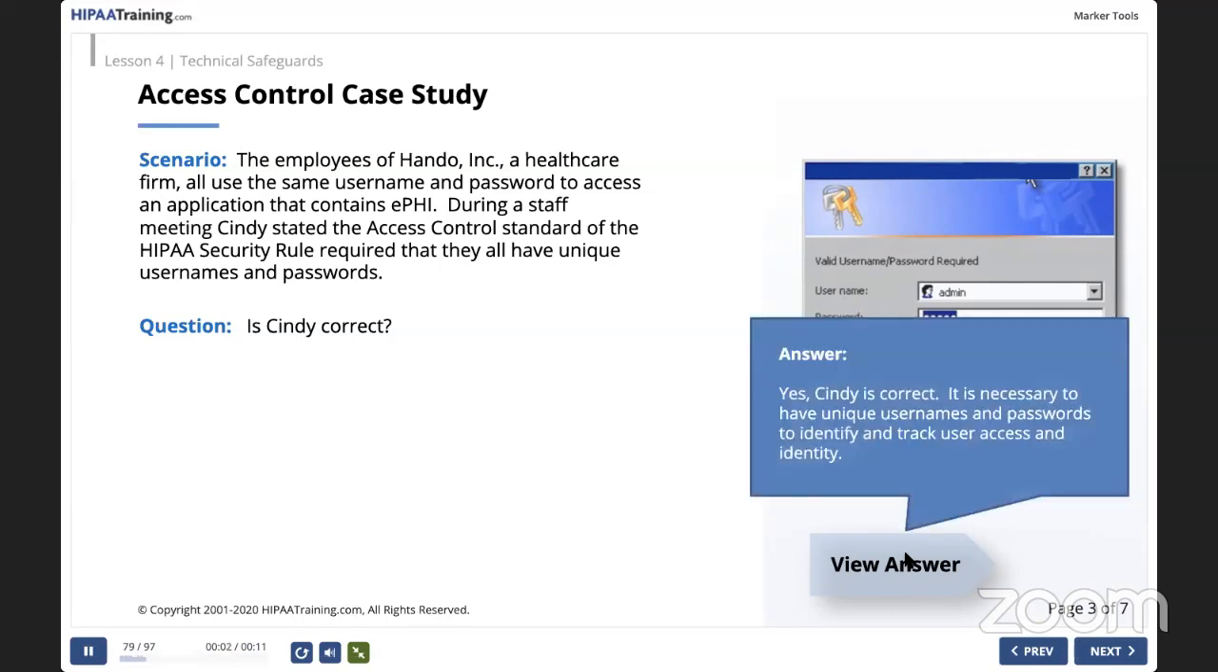Answer: yes, Cindy is correct. It is necessary to have unique usernames and passwords to identify and track user access and identity.